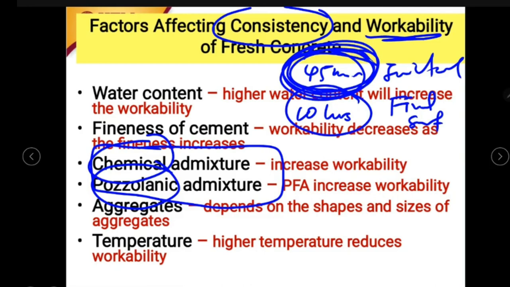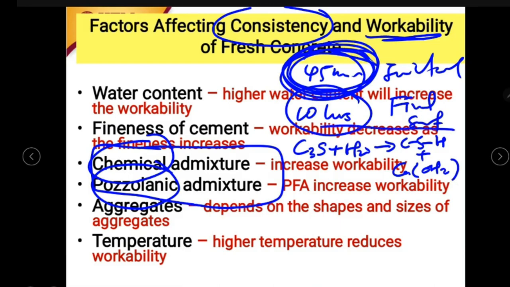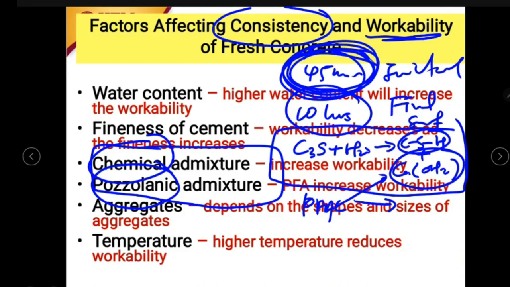Why I said the hydration process is the basis of this: if you look at the example of tricalcium silicate, when it is in contact with water, it will create C-S-H gel plus calcium hydroxide, correct or not? So this whole process is what we call the hydration process. The hydration products are C-S-H gel and calcium hydroxide. So if we put fly ash, or pulverized fuel ash, PFA, in our concrete, it will react with this calcium hydroxide to form more C-S-H gel.